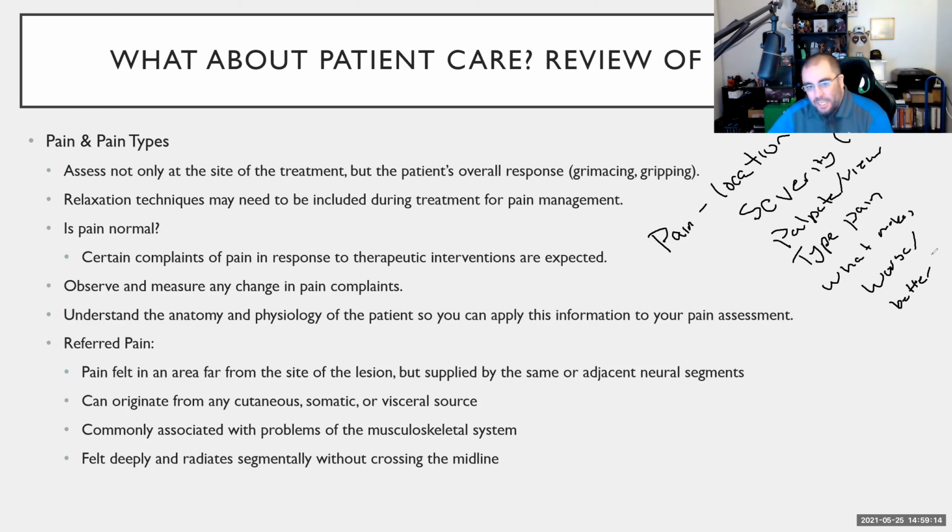Measure any changes, right? Understand the anatomy and physiology of the patient so you can apply this in your pain assessment. If I say my pain is here, if I'm pointing right here, it's right here and it's kind of throbbing, right? Go, okay, well, patient has pain in their anterior forehead centered between their eyes. That gives me a really good location of it, right? Could be of the brain, but we don't really know. Could just also be my facial muscles here are tight, so we don't know.